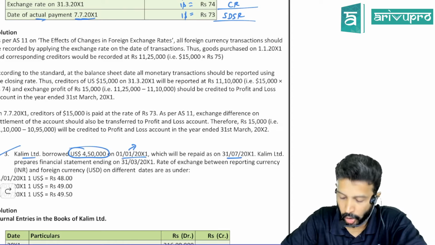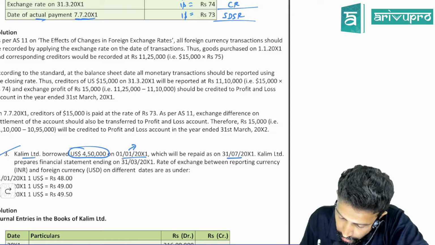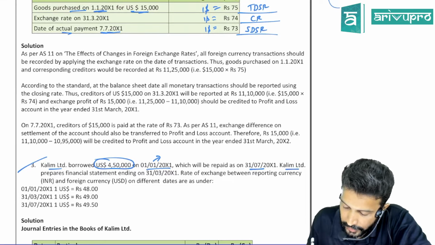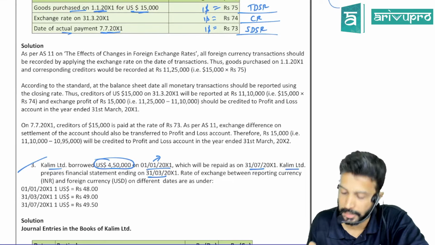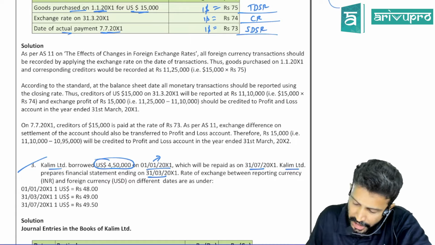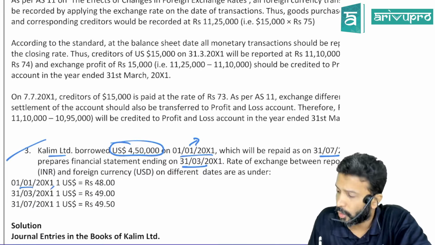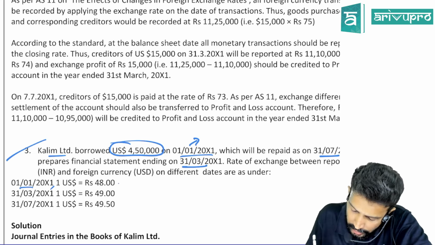In this case, we have borrowed. So it's a foreign currency loan taken on 1st January, repaid on 31st July. Kaleem Limited prepares financial statements for the year ending 31st March. The exchange rate they have given on 1st January is $1 is equal to 48 rupees. What do we call this, sir?